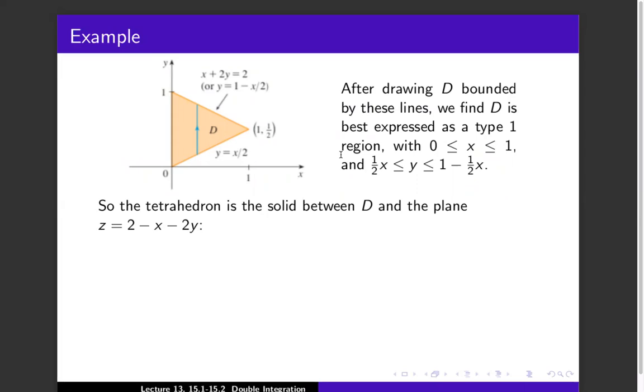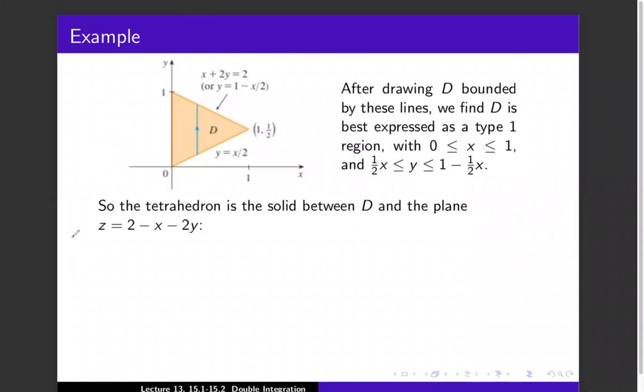So after drawing this region that's bounded by these lines, you can express D as either type 1 or type 2, but type 1 is going to be better, because if you do it as type 2, you're going to get this sharp corner on the right-hand side. So x is between 0 and 1, and y is between 1/2 x and 1 minus 1/2 x. So the tetrahedron is between these lines.